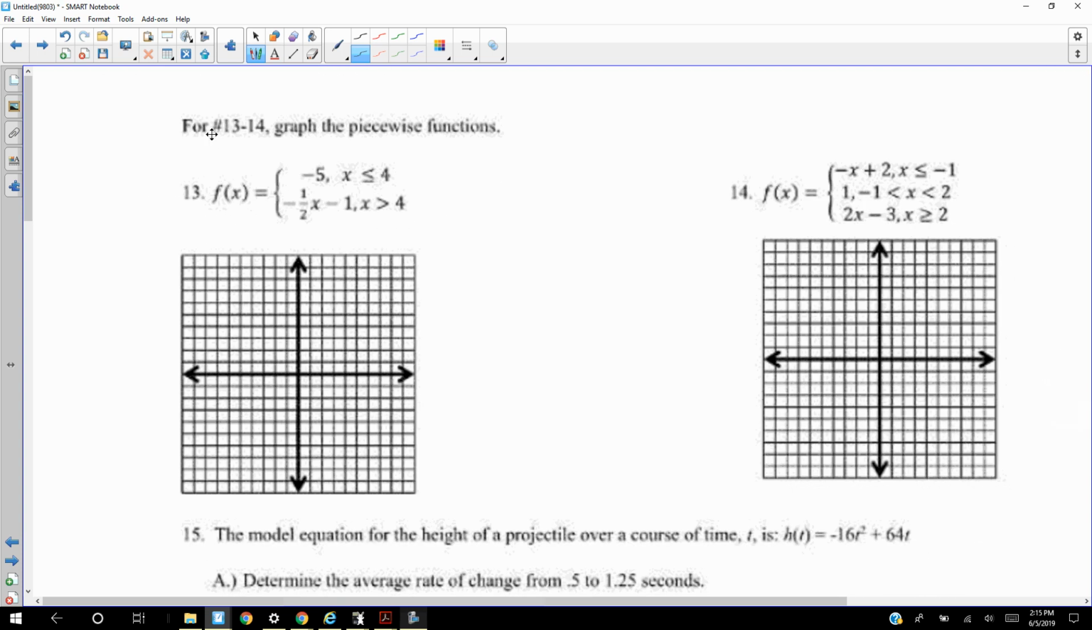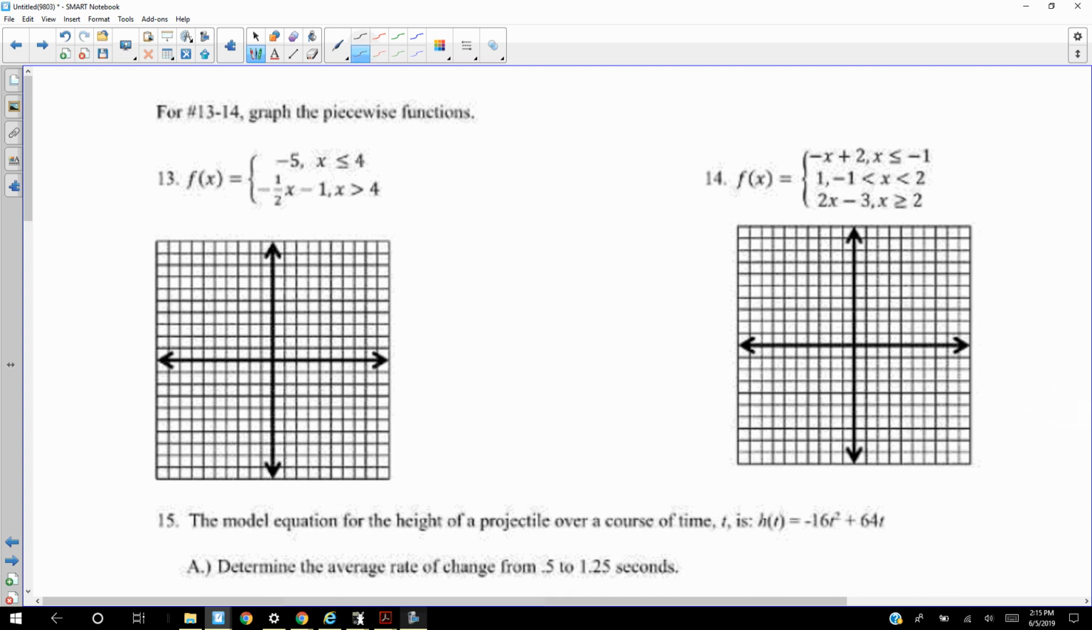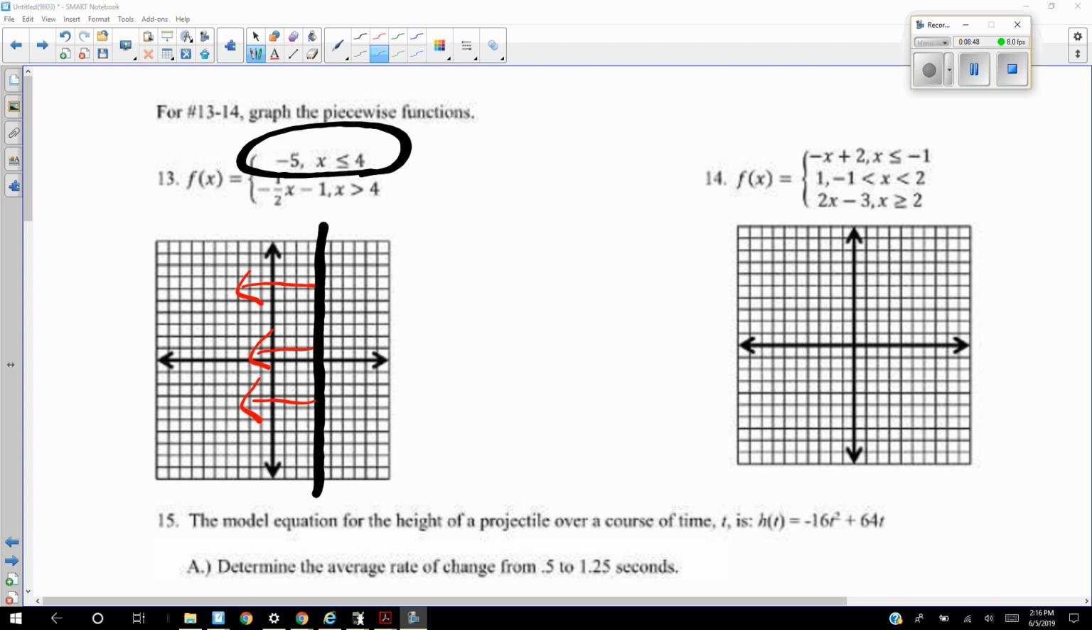Piecewise functions. So number 13, our boundary line for this first function is at -4. So I'm going to draw my boundary line right here. For this particular problem, we want just the piece that is less than -4. This is a horizontal line at -5. It has the or equal to symbol, so that means it's a solid dot.